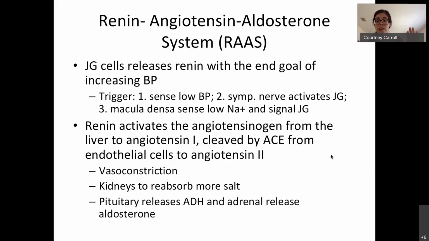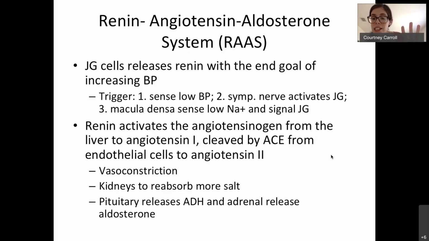Now, what triggers those JG cells are three different things. One, the JG cells sense low blood pressure themselves. They're like, BP is falling, we should release renin. Two, they're also activated by a sympathetic nerve. Now, again, think back to the sympathetic nervous system. This is our fight or flight system. So we want to increase our blood pressure in that fight or flight system. We're going to do that by activating the JG cells to release renin from our sympathetic nerve too.